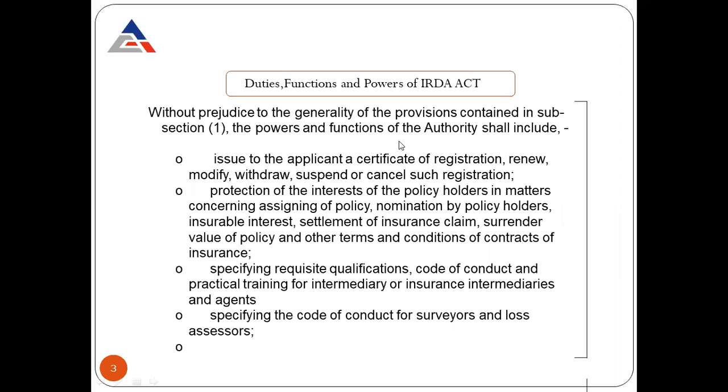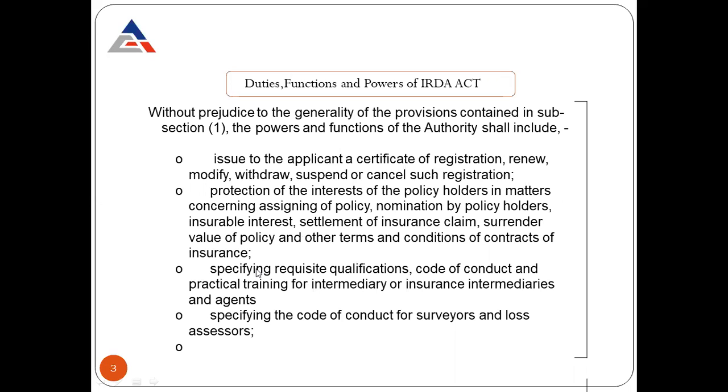According to the word, the surrender value of a policy means the amount that the policyholder receives from the life insurer when he or she decides to terminate the policy before the maturity period ends. Another concept is the value of policy, and other terms and conditions of the contract of insurance.